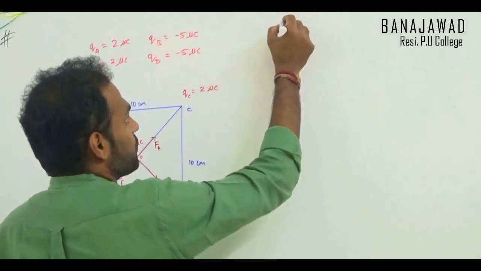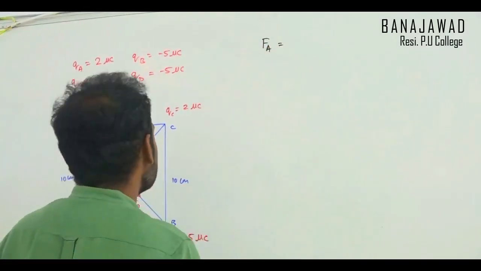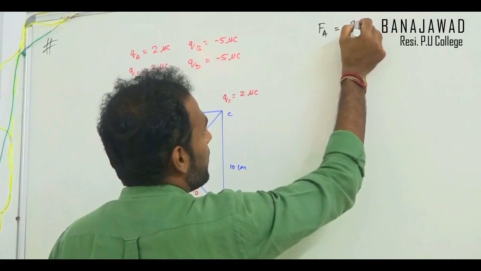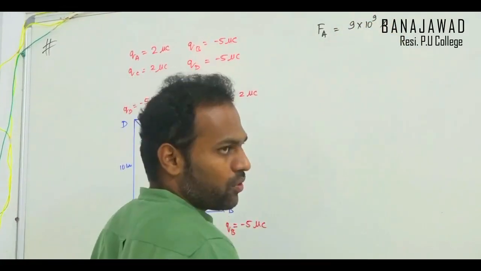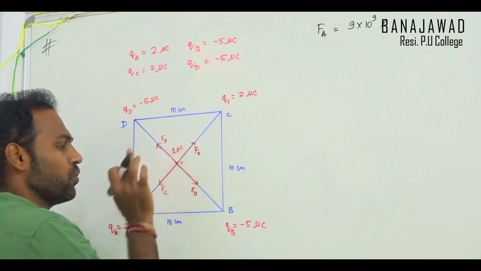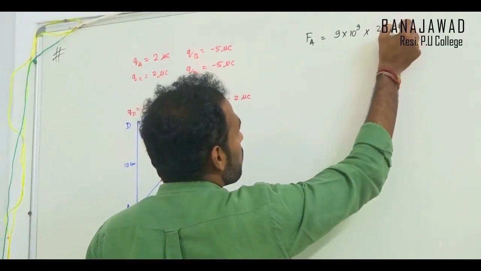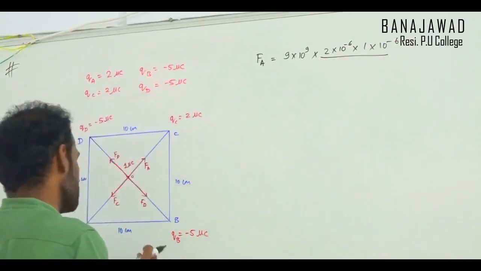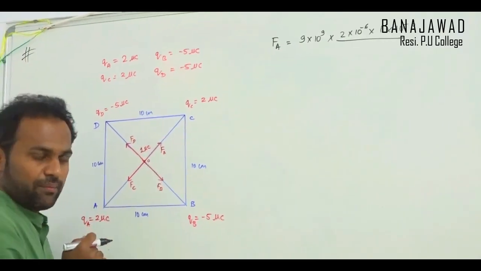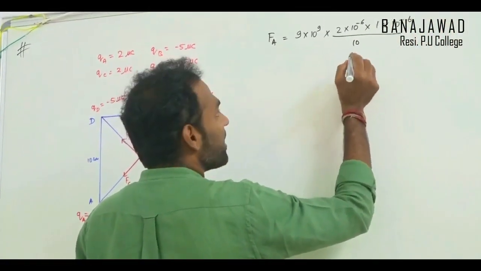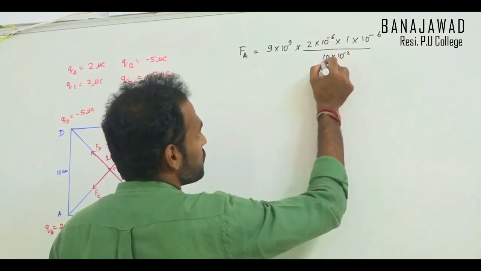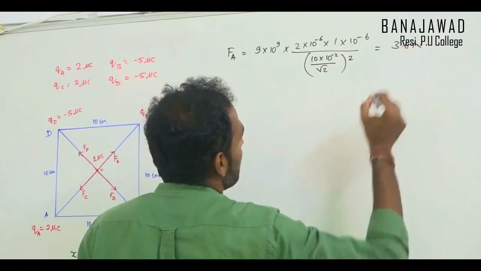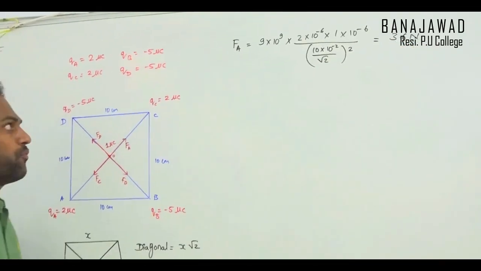See, the first force, we'll calculate FA. FA means it is the force between charge at A and charge at O. So it will be 9 into 10 raised to 9 Q1 into Q2. What is Q1 here? 2 microcoulomb. What is Q2 here? 1 microcoulomb. So 2 into 10 to the power minus 6 into 1 into 10 to the power minus 6 divided by the square of the distance between them. What will be the square of distance between them? 10 by root 2. 10 is in centimeter, we'll take it in meter. 10 into 10 raised to minus 2 divided by root 2 whole square. So simplifying this, we will get it as 3.6 Newton. So this is the force FA.